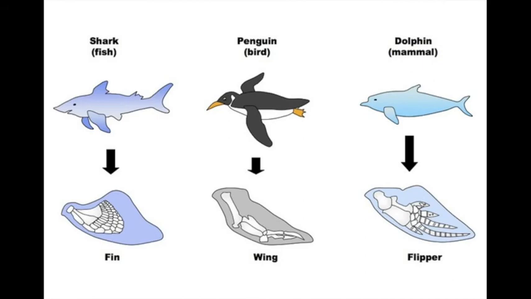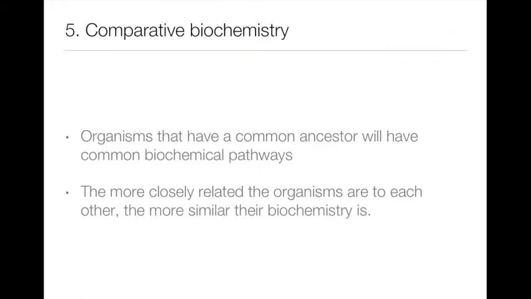Now, last but not least, we've got comparative biochemistry. I almost forgot that. Organisms that have a common ancestor will have common biochemical pathways. The more closely related the organisms are to each other, the more similar the biochemistry is. Humans and mice are both mammals. This close relationship is the reason that medical researchers can test new medicines on mice and extrapolate the results to humans.